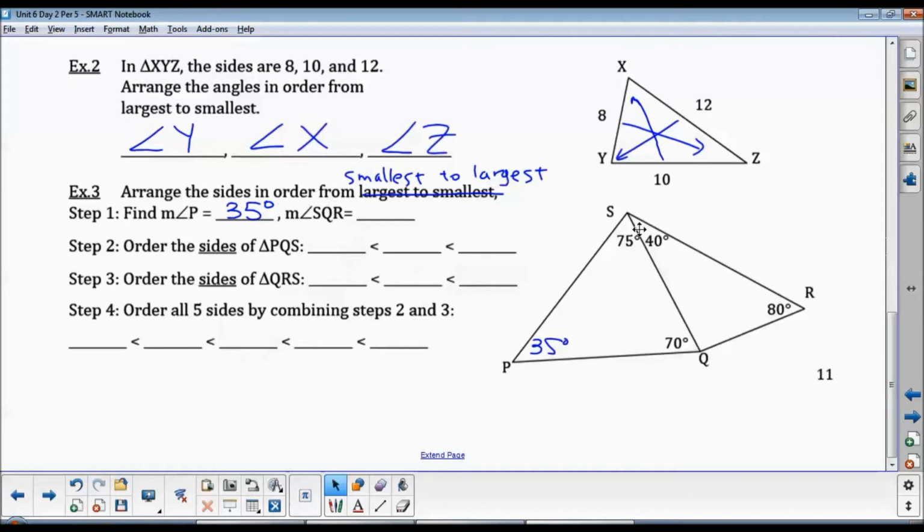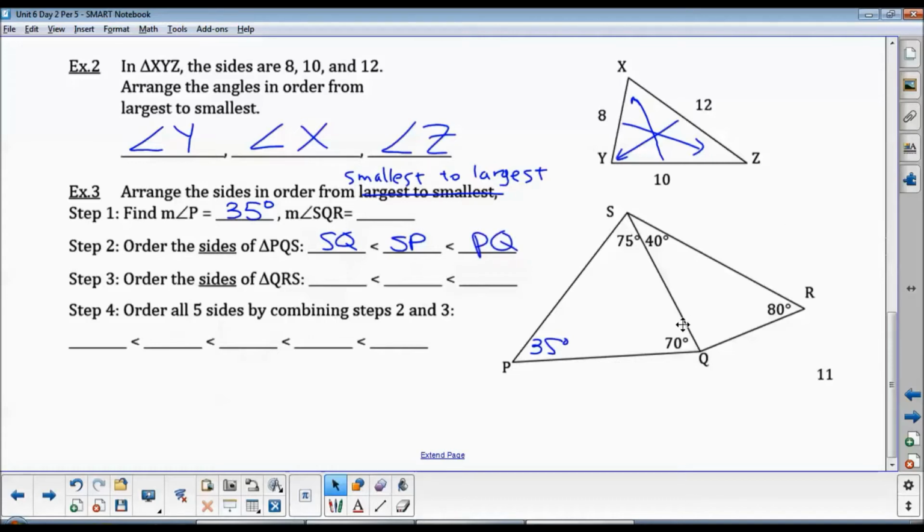So in triangle PQS, the smallest side is going to be opposite the smallest angle. So the smallest angle in this triangle measures 35 degrees, and that's going to be opposite SQ. So the distance between S and Q is going to be the smallest distance. Next is 70 degrees, and that's going to be opposite this line segment here, SP. And finally, the largest angle in this triangle is 75 degrees, and that's going to be opposite PQ over here. So that's going to be the largest side in this triangle.